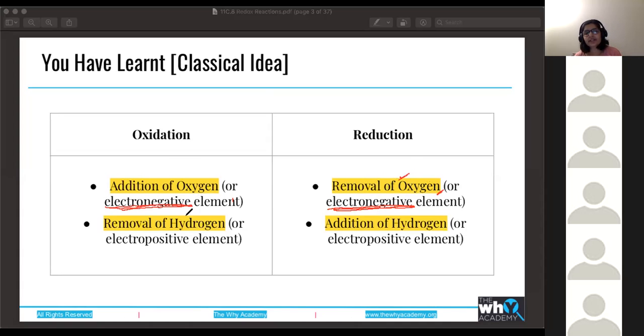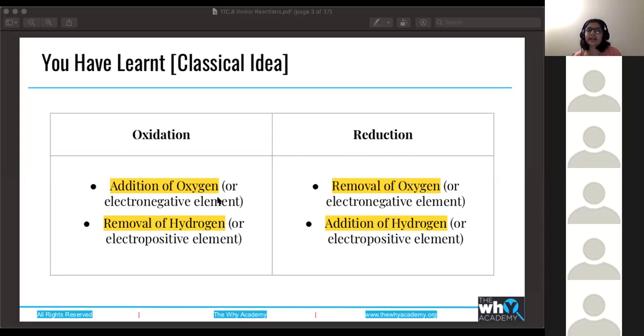And on the flip side, instead of hydrogen, this has been extended to electropositive elements: any metals, any element that has a tendency to give away electrons. So removal of any electropositive element is oxidation, and addition of any electropositive element is reduction. From this you can clearly see what this is leading to, right?